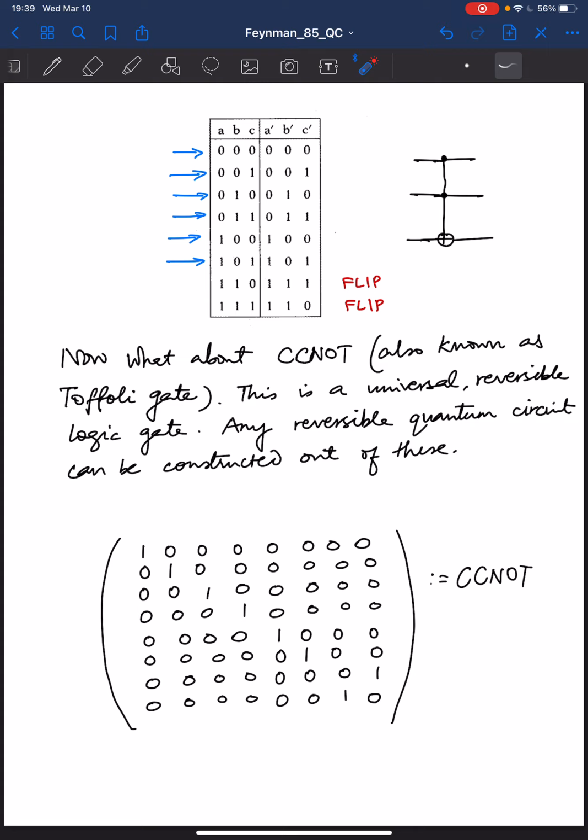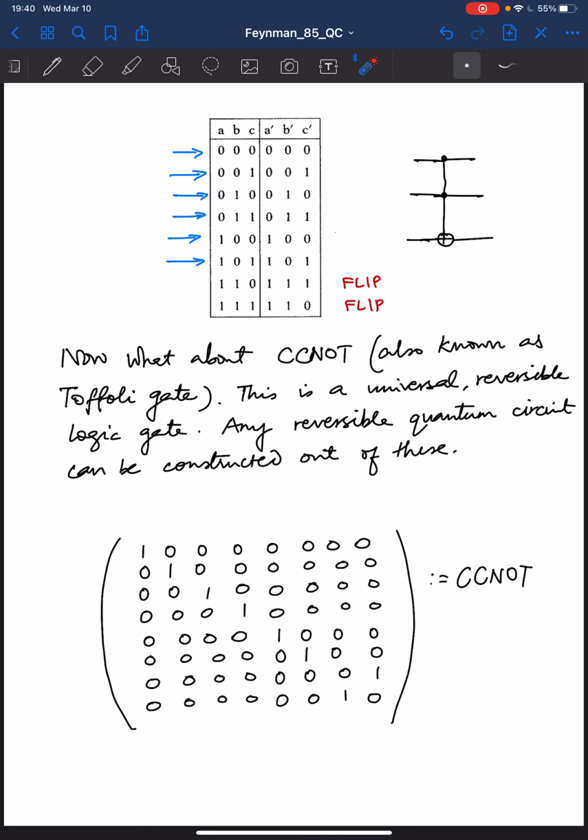Let's see the truth table or the logic table for this case. For the ones which are mentioned by the blue arrows here, A, B, C is the same as A prime, B prime, C prime. So you can check that in all these cases, A prime, B prime, C prime is equal to A, B, and C respectively. But what happens when A and B are both high? If A and B are both high, then C is flipped. So for example, if A and B are high, like in these two cases, C is flipped. That means C prime will be opposite of C. So that is why you get 1 1 1 here and 1 1 0. And this is the CCNOT gate.